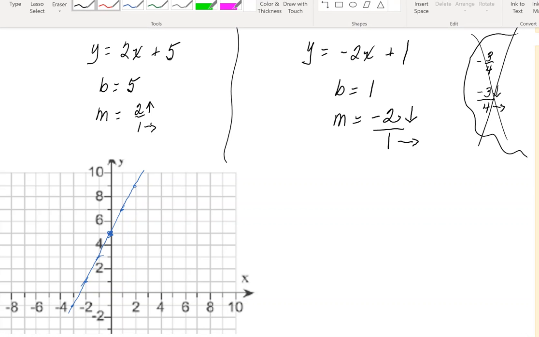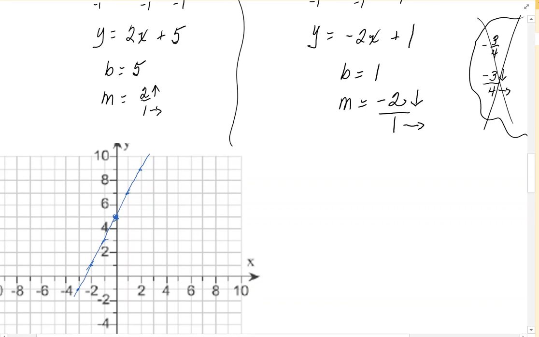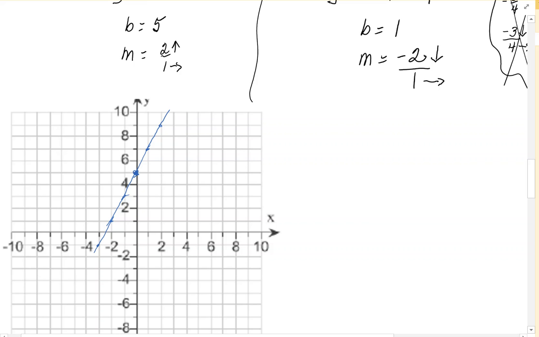So let me grab my red ink. All right, we are going to begin at 1. And from there we go down 2, but we go right 1. Down 2, right 1. I'm going to reverse them, which is up 2, left 1. Up 2, left 1. So I was lucky. It pretty clearly crossed that line. So I have a point of intersection.